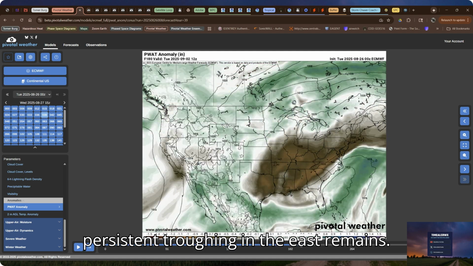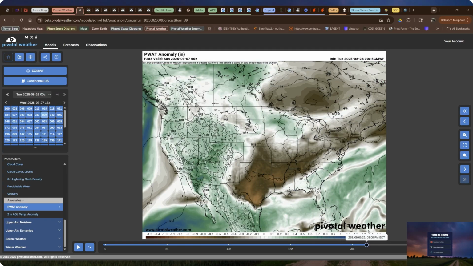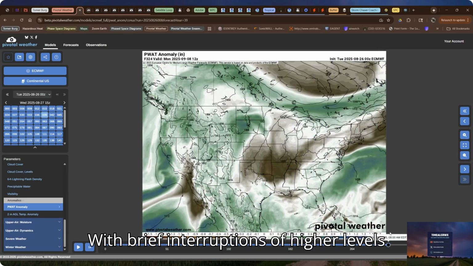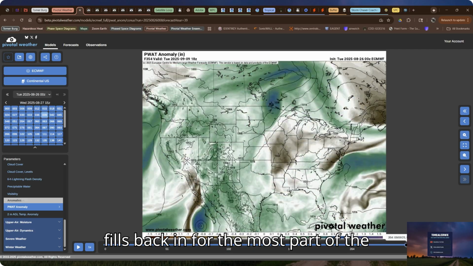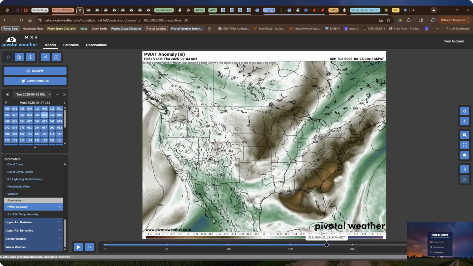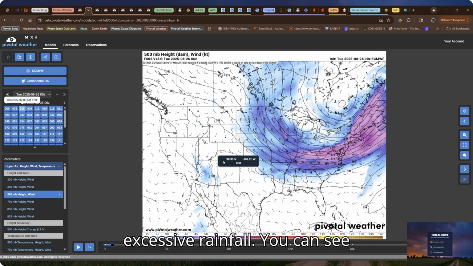Persistent troughing in the east remains with brief interruptions of higher levels of moisture. Towards the end, it fills back in for the most part of the U.S., except for a few areas here. This is what I'm talking about with the mid-level flow pattern here and the excessive rainfall.